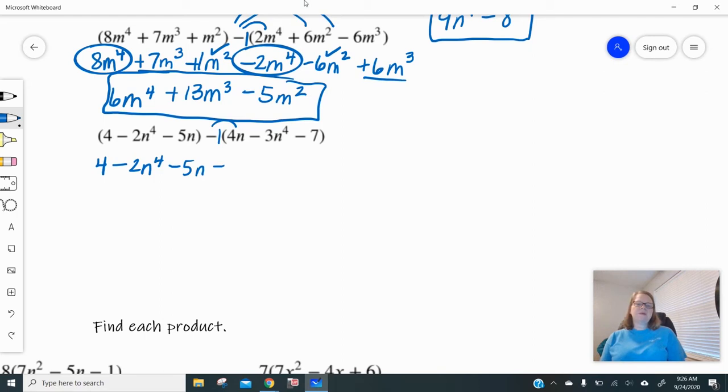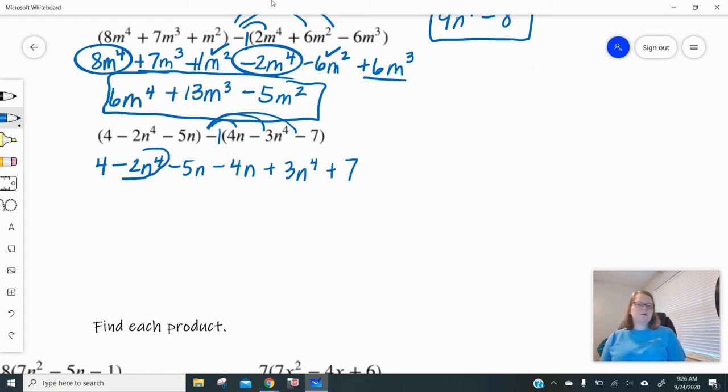-1 times 4 is -4, and that's an n term. -1 times -3 is +3, and that's an n to the fourth. And -1 times -7 is +7, and it's just a number. There's no variable. So good there.